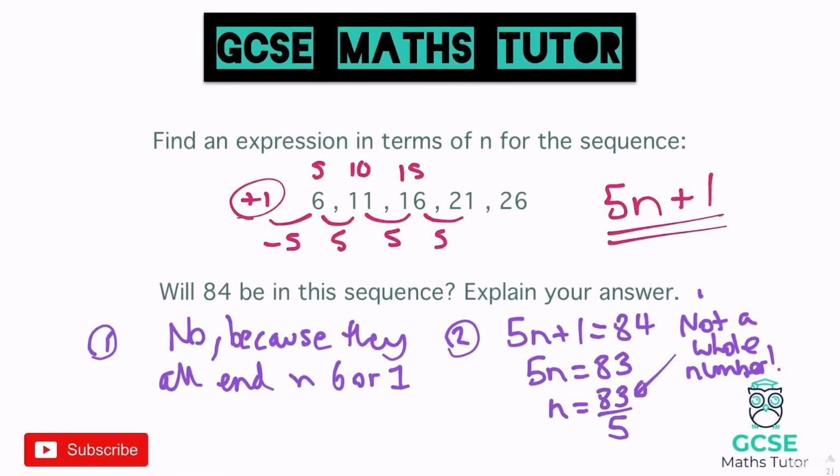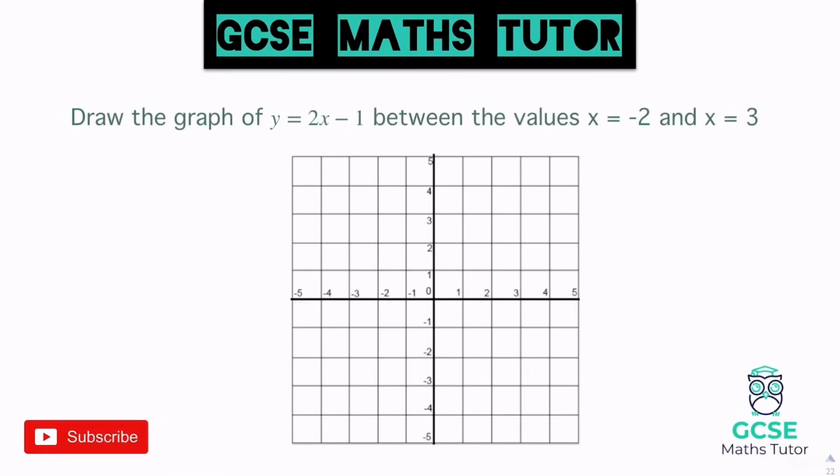Now I'd obviously just have to make that statement, no, not a whole number. Okay, so draw the graph of y equals 2x minus 1 between the values of x equals minus 2 and x equals 3. Now, there's 2 ways of doing this. Again, we could make a nice little table, and we've got x values and we've got y values.